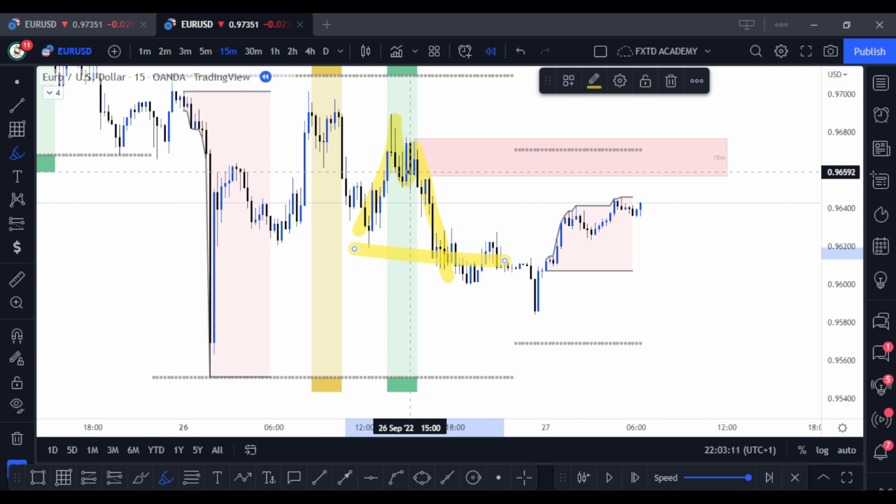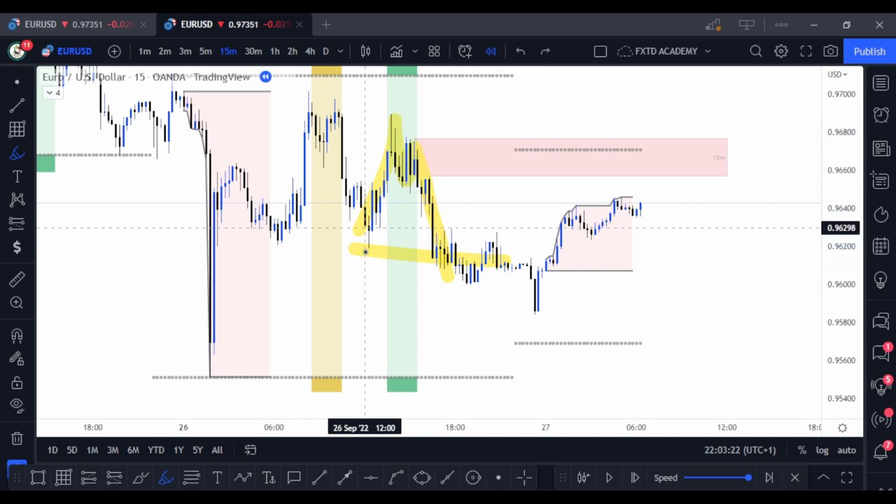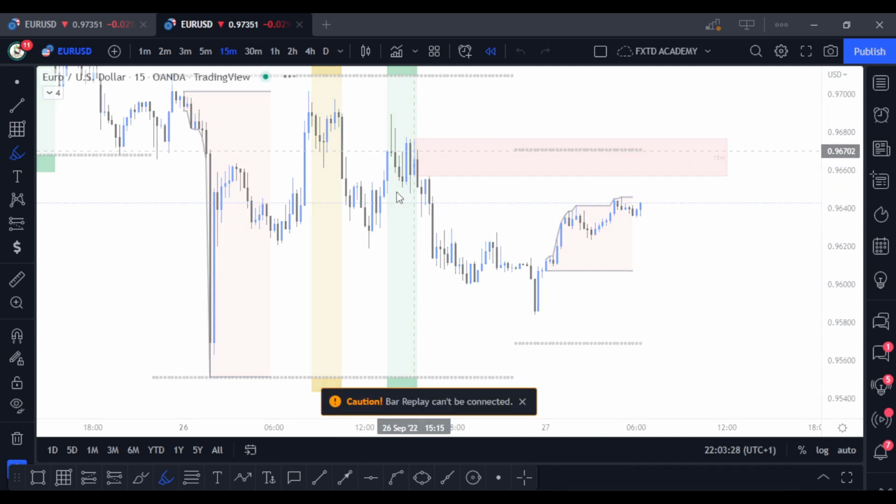Once you have been able to identify the break of market structure, which in this case we have here, you need to ask yourself the question: where is the last candle that was responsible for that break of structure? That becomes our order block. In this case, we have this zone as our order block. So we have many candles.